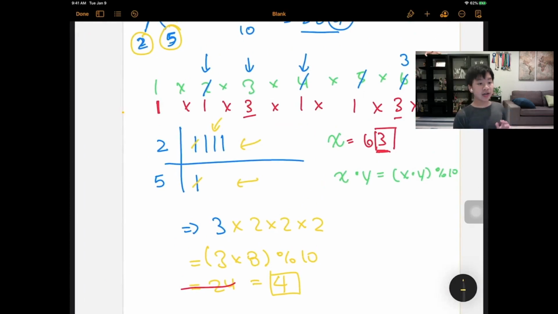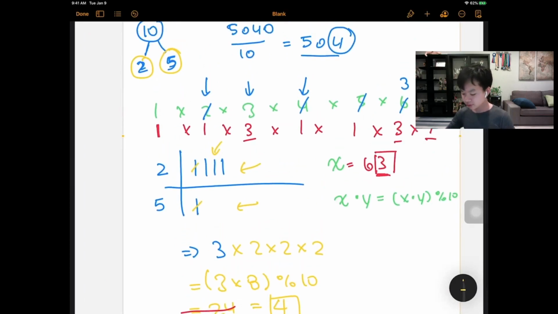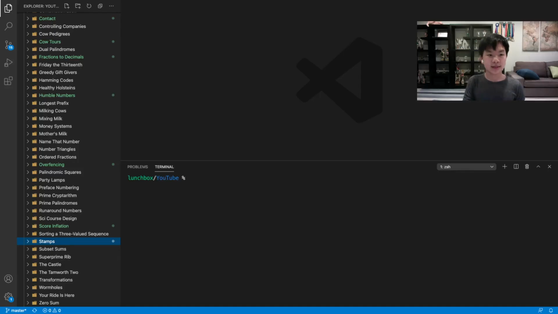And this would actually run pretty quick because every time we're dividing it by 2, or dividing it by 5 here, this would actually take logarithmic time, since we're dividing it by at most log x, whatever the number is. So this would actually run pretty quick as well. Okay, so let's get to coding, and this is Factorials.